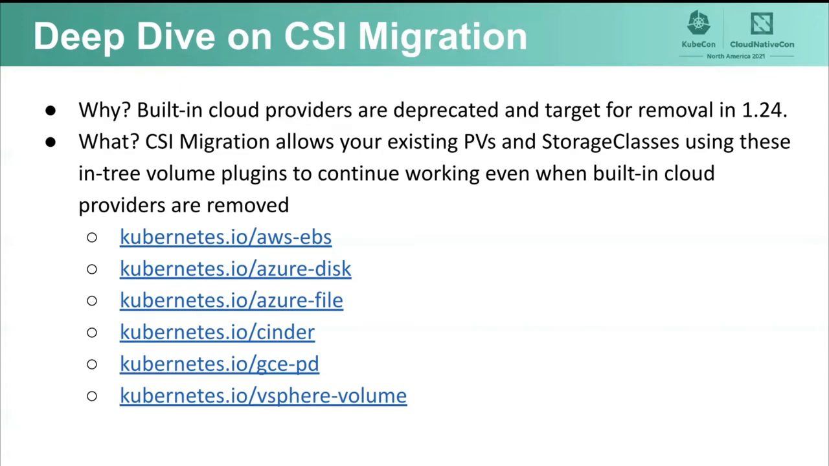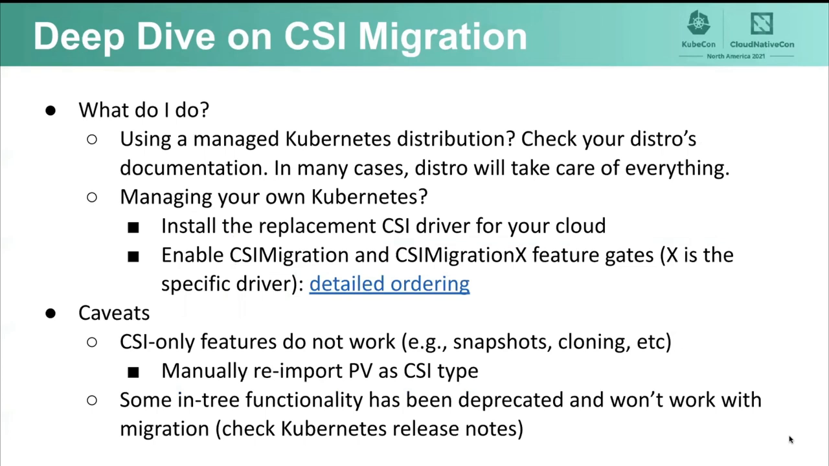All right, so moving on. What do you need to do to actually turn on CSI migration? So the answer depends on whether or not you're using a managed Kubernetes distribution, or if you are creating and managing your own cluster. So if you're using a managed Kubernetes distribution, you will need to double check the documentation for your distro to see how they're handling the CSI migration, and if there are any steps they might require you to do. But in most cases, the distro should be taking care of everything to enable the feature, including installing the CSI driver. So if you're using a managed distribution, you very likely won't have to do anything to enable the feature, but it's good to double check just to be sure.